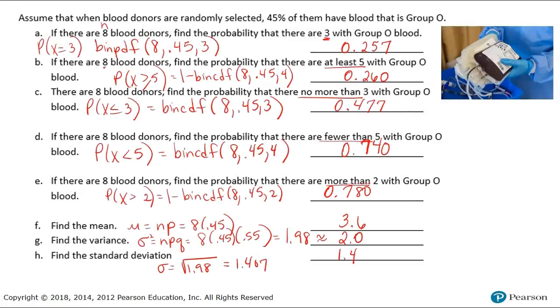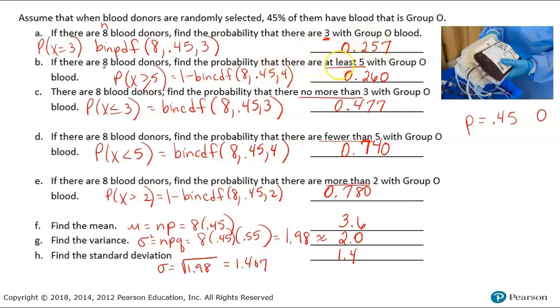Okay, on this first one here, assume that when blood donors are randomly selected, 45% of them have blood that is group O. So we're going to let P equal 0.45, and that's going to be our O donors. Okay, so if there are 8 blood donors, so that's our N, find the probability that there are 3 with group O blood. So we want exactly 3, so this is going to be a PDF, and you can see your N, your P, and your X here to get this value for your answer.